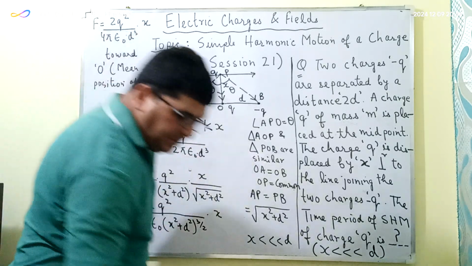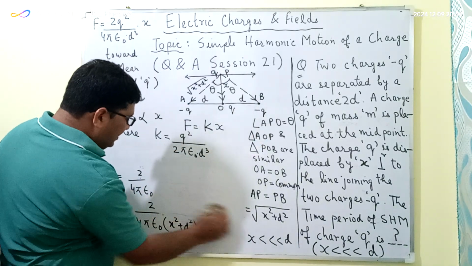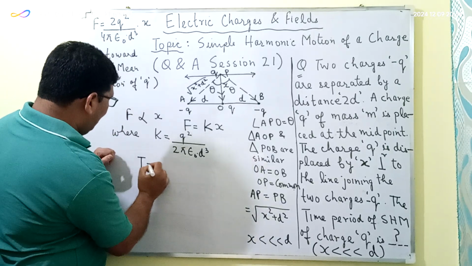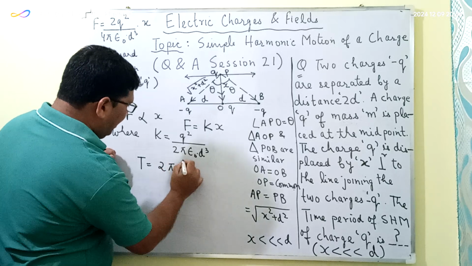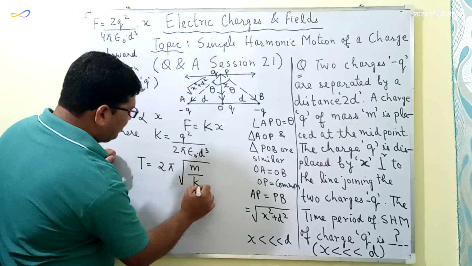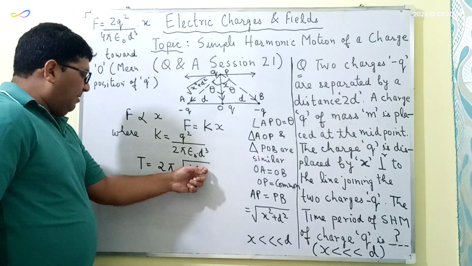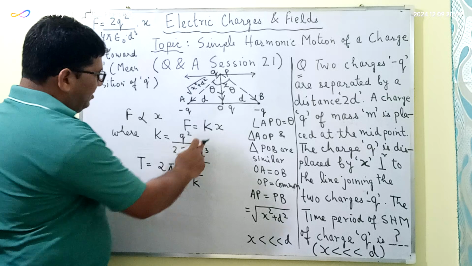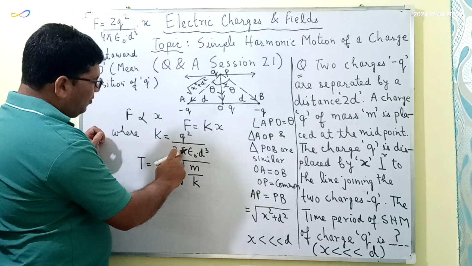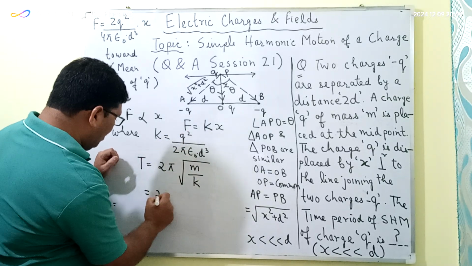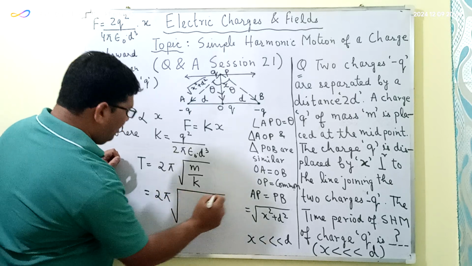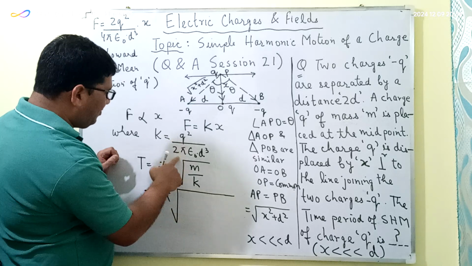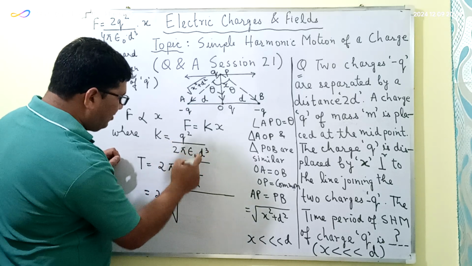So we can say that the particle will definitely execute simple harmonic motion, and its time period T will be equal to 2 pi under root m upon k. This is the time period of a particle executing simple harmonic motion, where m is the mass of the particle, k is the constant here, which is equal to q square upon 2 pi epsilon naught d cube. So time period will be equal to 2 pi under root m upon k, now k is equal to q square upon 2 pi epsilon naught d cube. So this 2 pi epsilon naught d cube will come in the numerator.